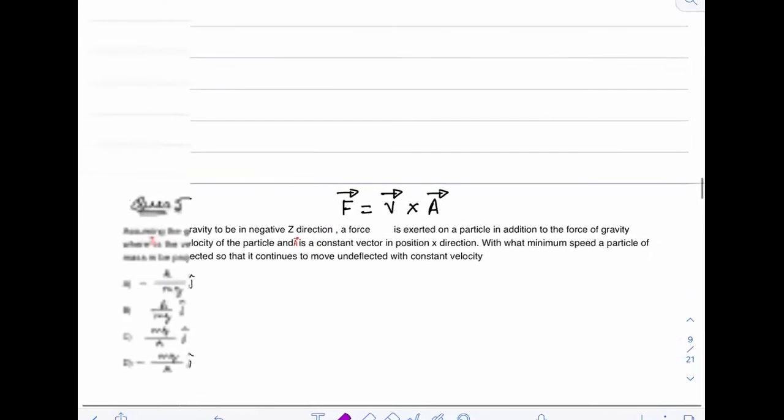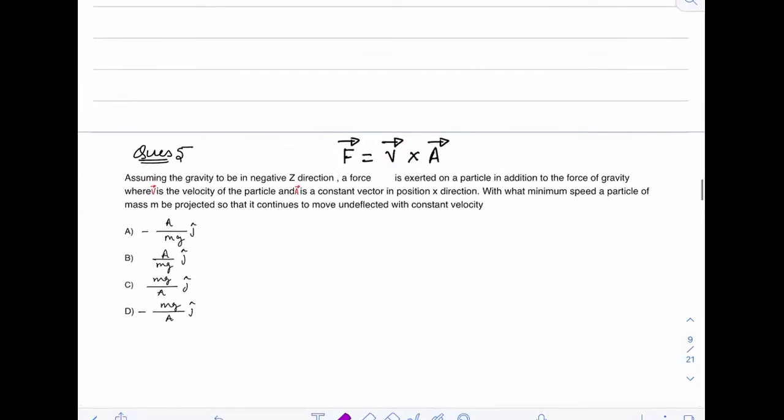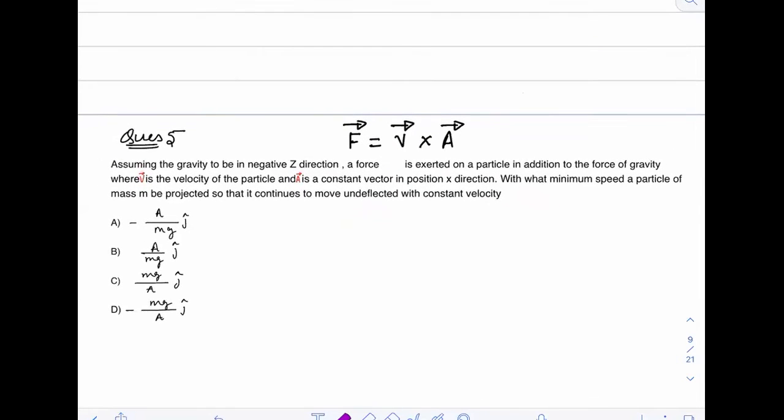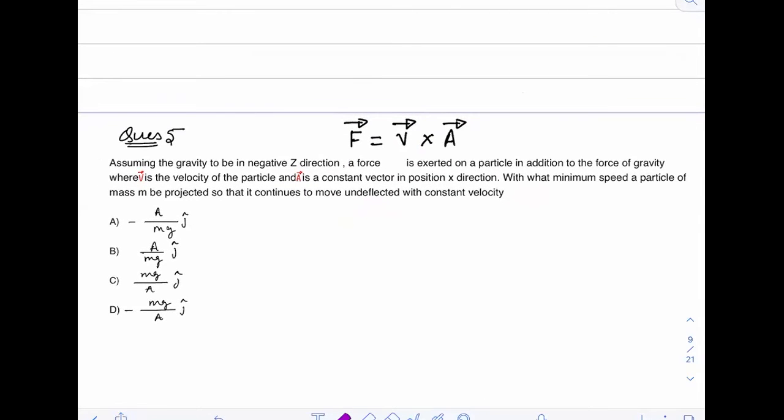Now see this question. Just read this question and try to solve it.